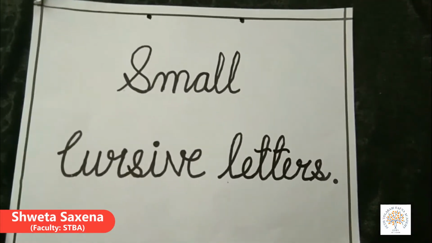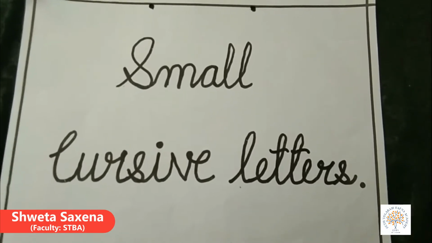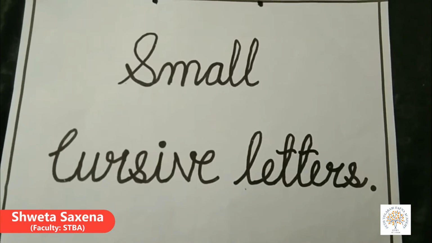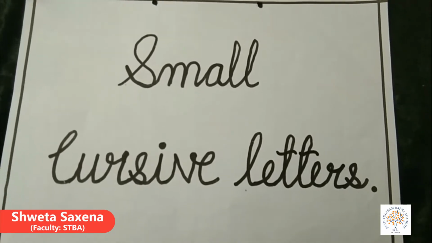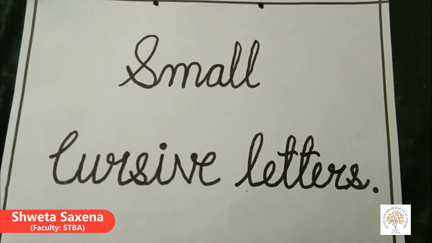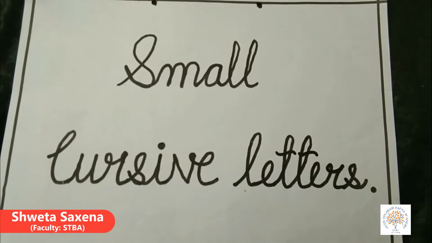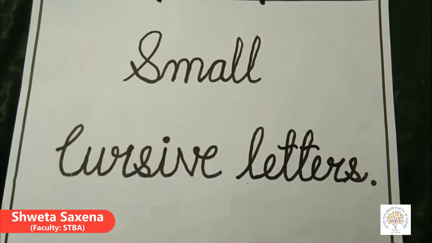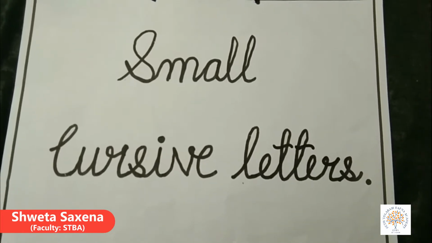In my last videos, I have taught you capital and small letters with their formation. Today, I will teach you the formation of small cursive letters. We use 4-line format to write small cursive letters. All letters start from the third line. Now it's time to learn small cursive letters.